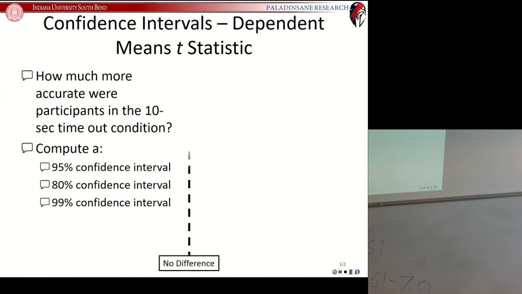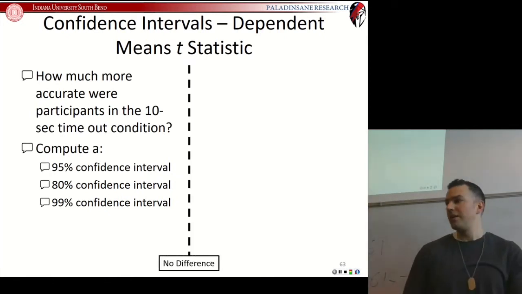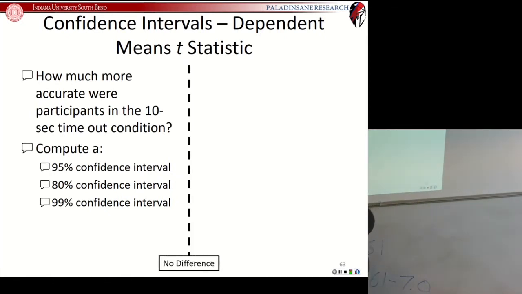All right, so once again, what does this all mean? Right here is no difference. Right here is the line where, up here, the 10-second condition is better. Down here, the 10-second condition is worse. There's a line where there's no difference between the 10-second and 5-second conditions.